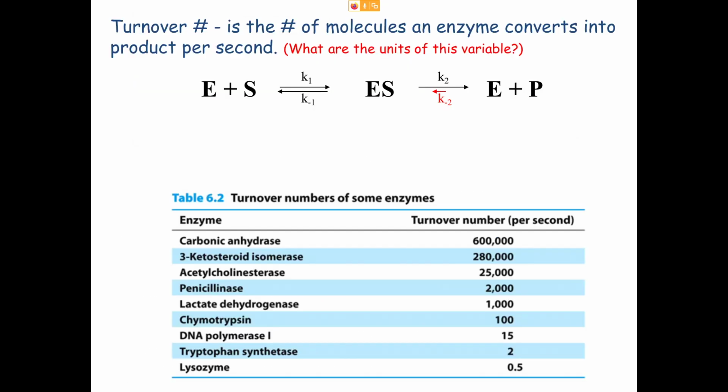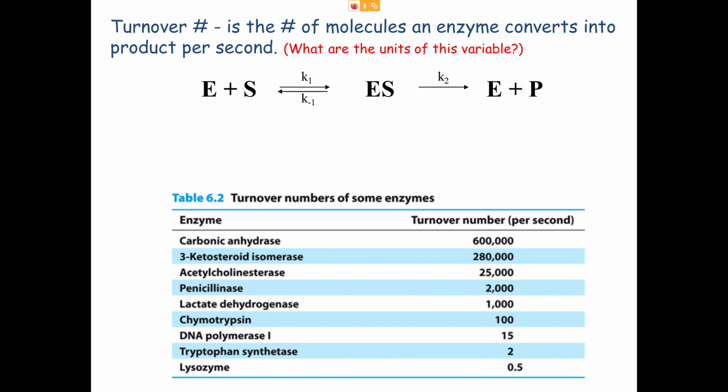Okay. So one more time, let's look at our turnover numbers here. What does this mean? So I have my equations at the top again. And we're going to lose this k minus 2 term one more time. Right? We're going to say we're going to measure this at the beginning of the reaction where there's no appreciable amount of product around. And let's do some rearrangement here.